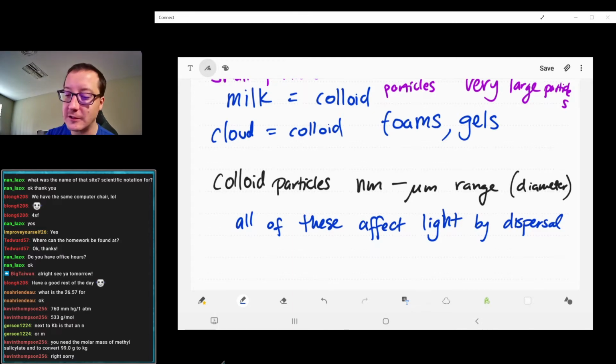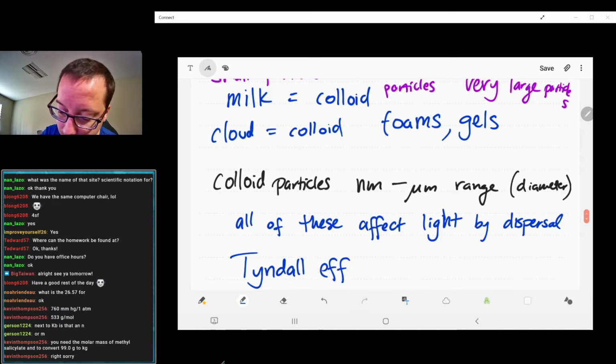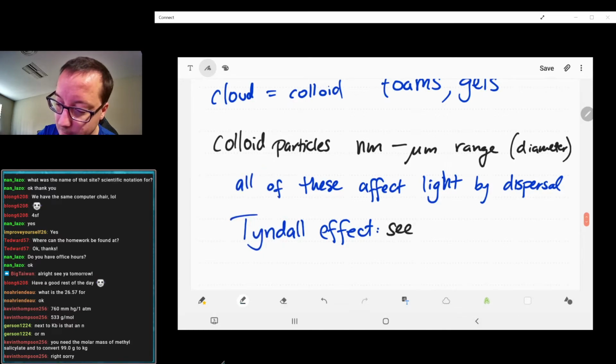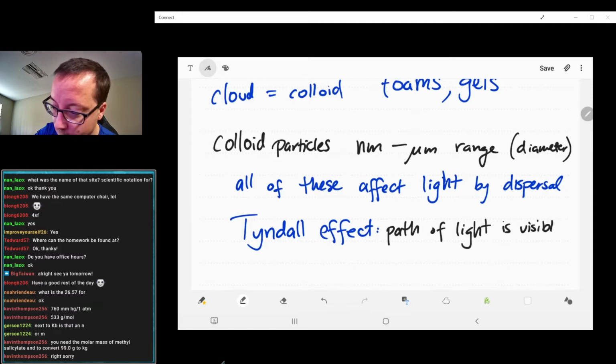So this is called the Tyndall Effect, where you can see the path of light is visible. So I do have a video of this. One sec, let me pick it up for you guys here, where you can see the Tyndall Effect in action. Let me just pull that up real quick.